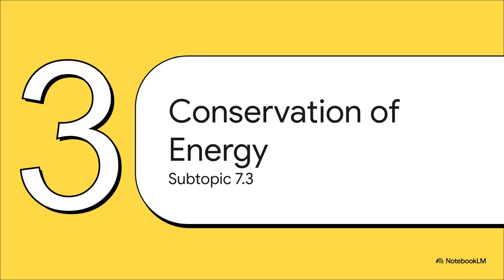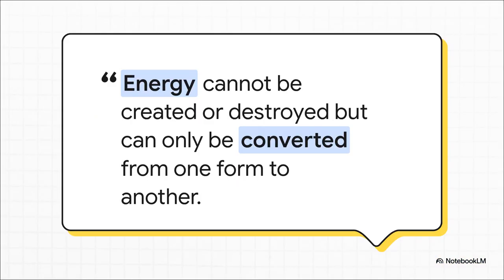All right, we've defined the different forms of energy. Now, how do they interact with one another? Let's move to subtopic 7.3, conservation of energy, to uncover the grand rule that governs our entire universe. This brings us to the principle of conservation of energy. It states that energy cannot be created or destroyed, but can only be converted from one form to another. This means the total amount of energy in the universe is a constant, unchanging number. It simply wears different masks, shifting endlessly from potential to kinetic and back again. Pretty mind-blowing when you think about it.